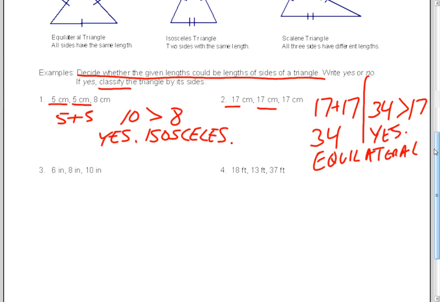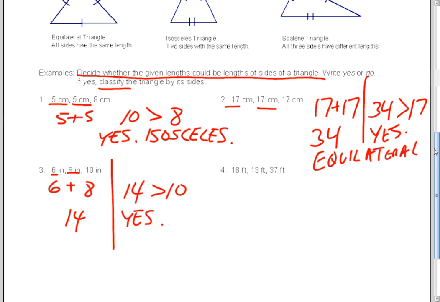What should I be adding in number 3? 6 and 8. These examples have everything listed with the two smallest first. It won't always be that way. You might have to search for the two smaller ones. Is 14 bigger than 10? Yes. This is also a triangle. It works. What kind of triangle has no equal sides? Scalene.